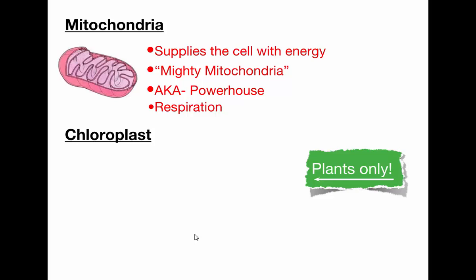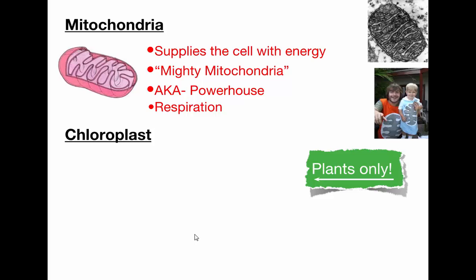The last organelle is the chloroplast. Chloroplast is found in plants only, and it's the organelle that allows plants to make their own food. Chloroplasts are the green structures in leaves and stems that make plants green. They contain this pigment called chlorophyll, a green pigment.